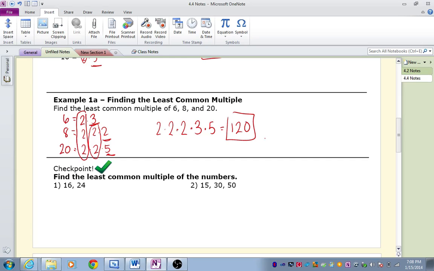Okay, I'd like you to try the 2 checkpoint questions. So at this point, pause the video. If you need help, please look at the examples above and then hit play when you're ready.